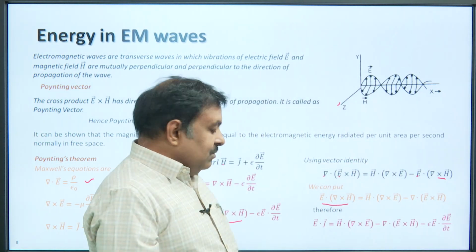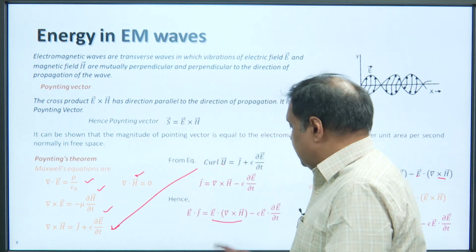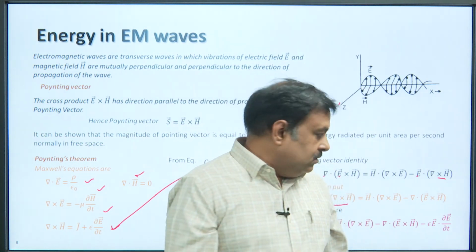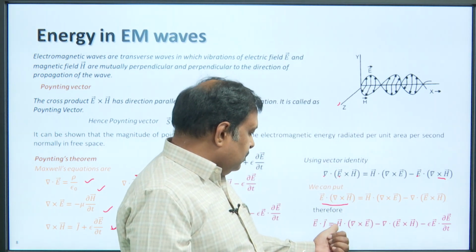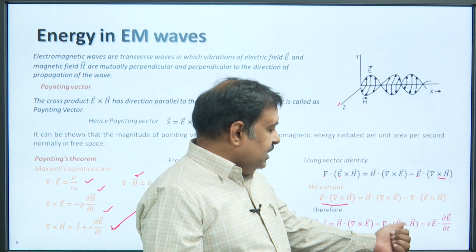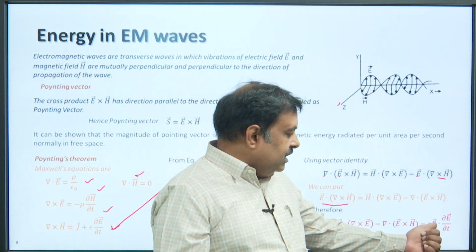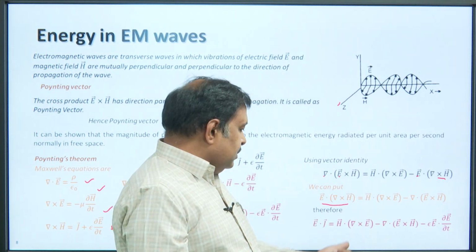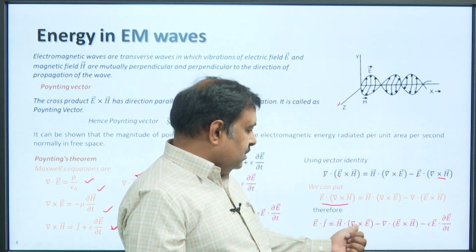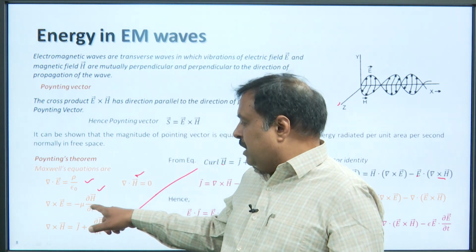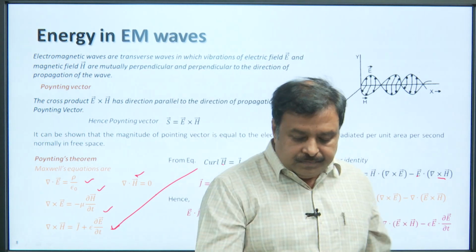Then this equation becomes E dot J equal to H dot del cross E minus del dot E cross H minus epsilon E dot delta E by delta t. Now, we can substitute del cross E from Maxwell's equation, del cross E equal to minus mu delta H by delta t.